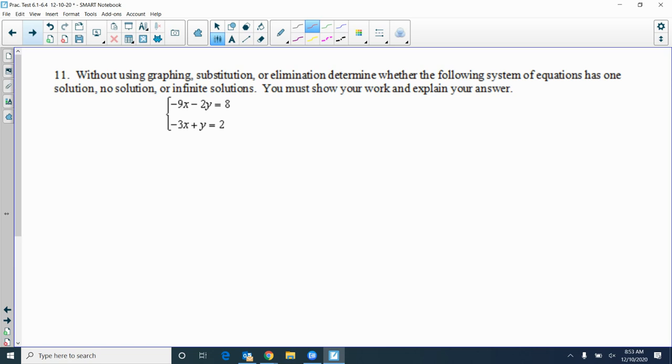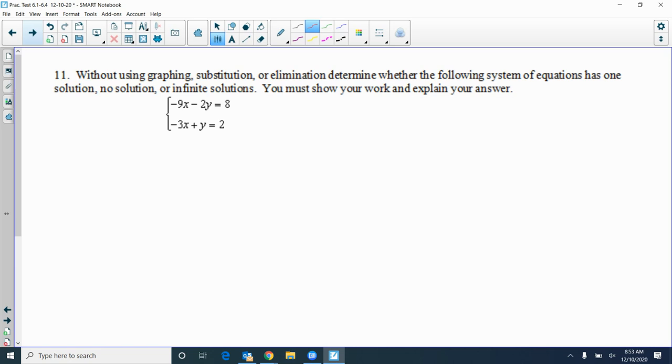All right, number 11. It says, do not solve that. Do not solve it at all. I don't care what the answer is. Without using graphing, substitution, or elimination, I just want to know whether there's one, no, or infinite solutions. What's the easiest way to do that? Oh, wait, never mind. Find the slope and y-intercept.